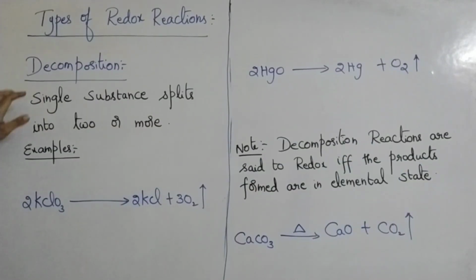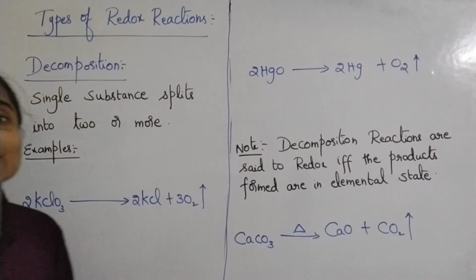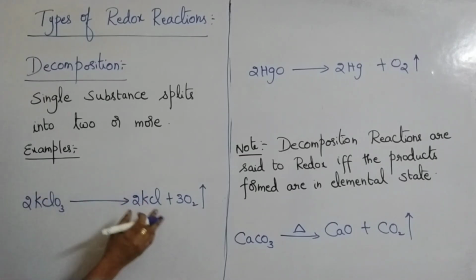Now let us learn about the second type of redox reaction, that is the decomposition reaction. What is meant by decomposition reactions? The reactions in which a single substance splits into two or more substances, you call them decomposition reactions. Let us learn the examples. So if you go with the first example, let us assign oxidation numbers for each and every element in the reactant side as well as the product side.